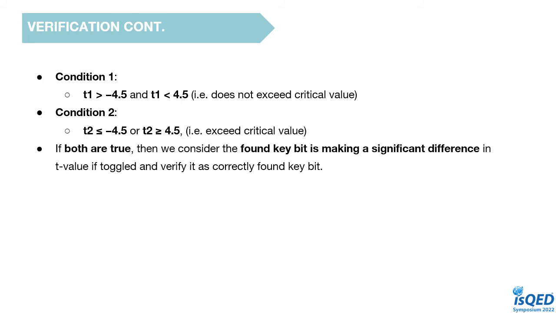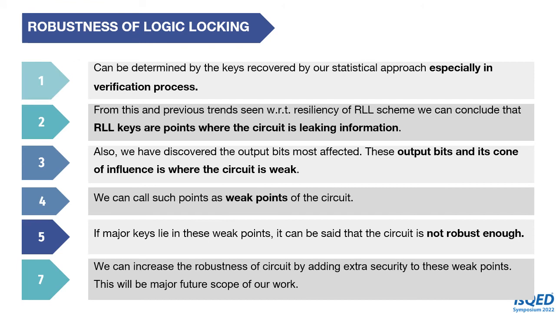The idea about verification is that if by keeping the key we have found as it is, then the t value should be within the range, and if by toggling it the t value becomes out of range, that means that that particular key bit is making a significant difference, and we can see this by toggling it, and that is why we propose a verification method. So robustness of logic locking, how do we explain this?